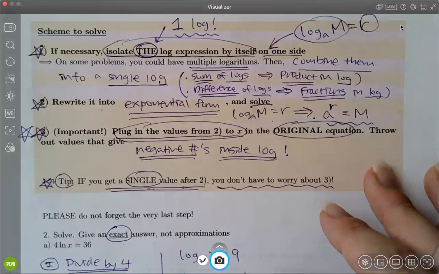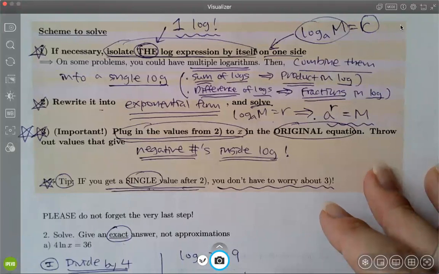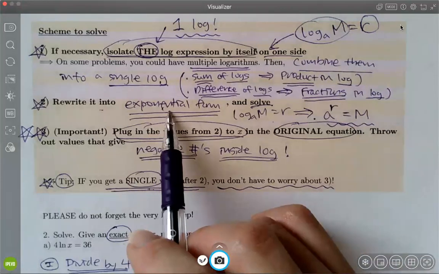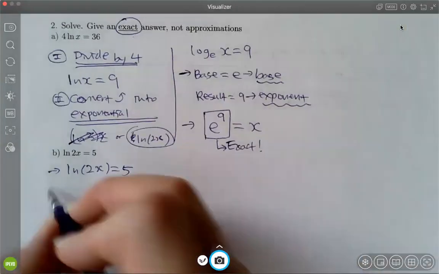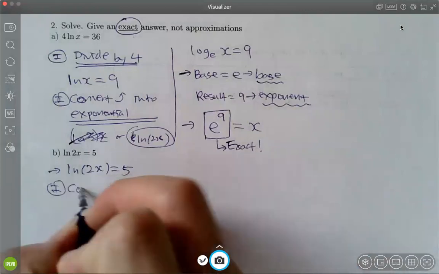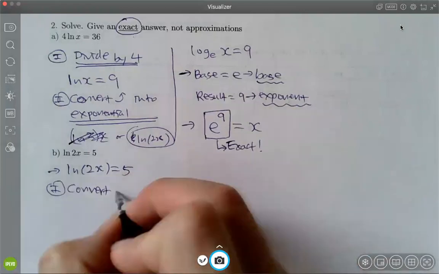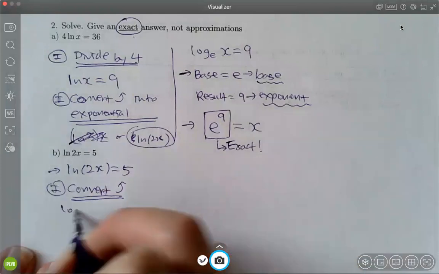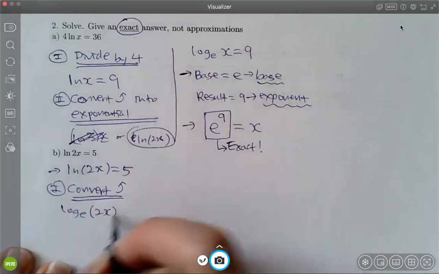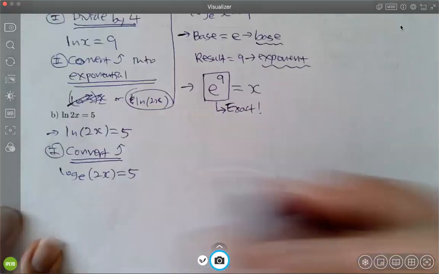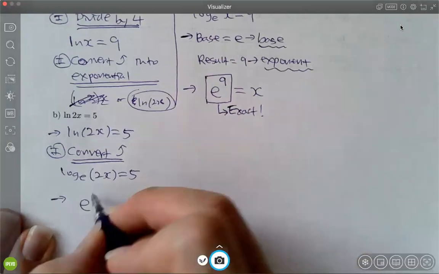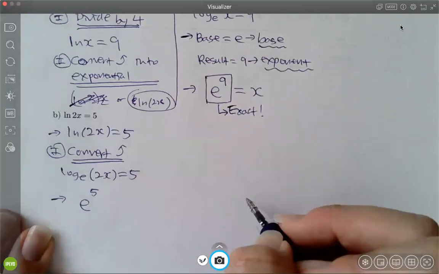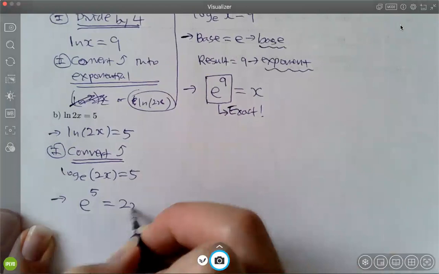Yeah. Is it isolated? Yeah. So what do we do? Convert into exponential form. Base goes to the base. So what does that mean? We have log base e of 2x equals 5. So base goes to the base, which is e. And then what's the result? 5, right? And then the remaining thing equals 2x, right?